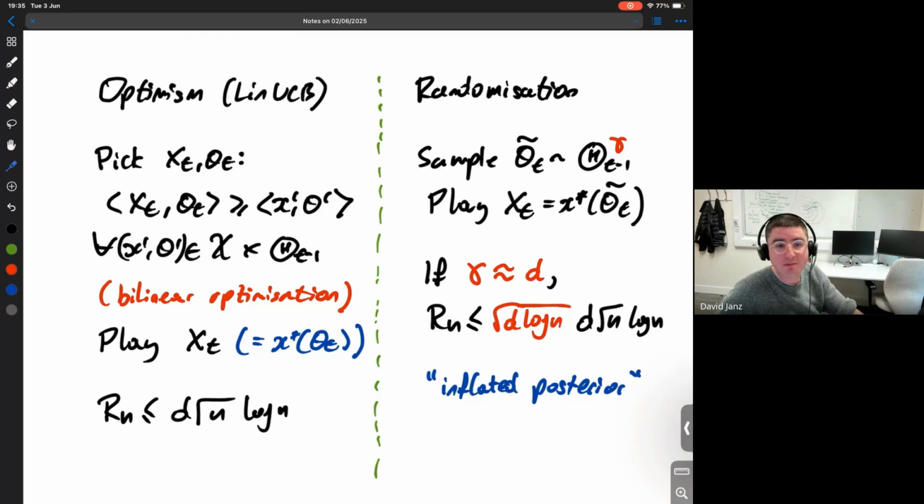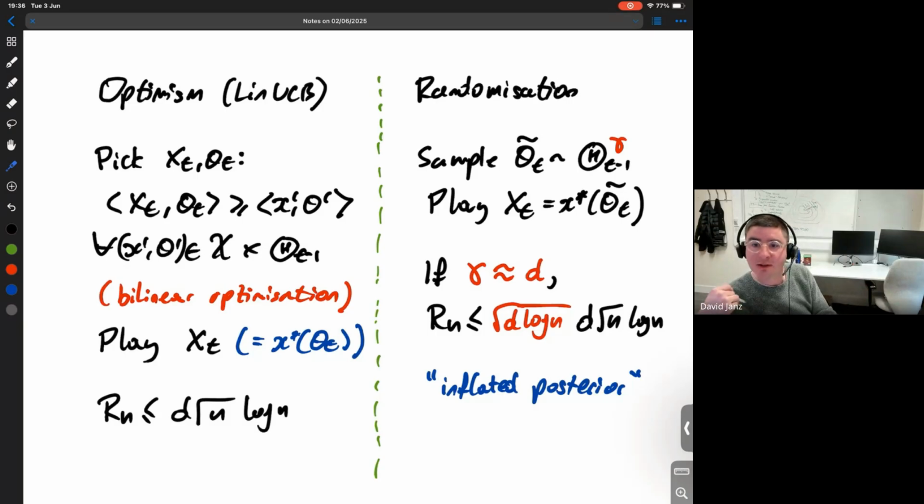And from the computational perspective, the nice thing is this randomized method only requires linear optimization. And if we think about this, sampling uniformly on this set is essentially the same as sampling from a Gaussian distribution. These theta_t's, these confidence sets, are essentially level sets of a Gaussian posterior.